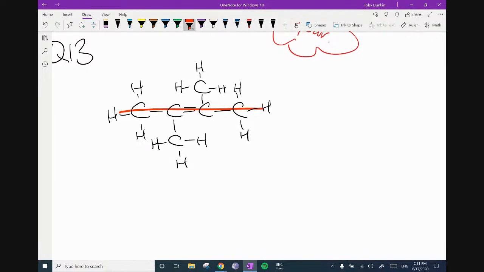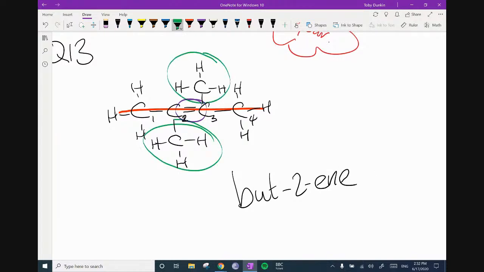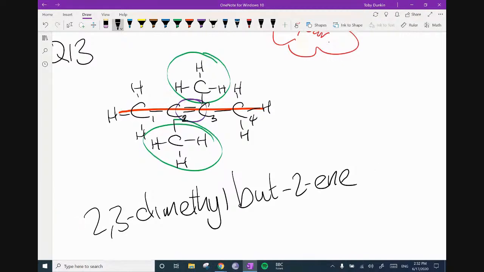This is longest chain. Same process. It never ends. It's based on a but-. Next, is it an ane or an ene? It's got a double bond, and it's on carbon number 2. So this is a but-2-ene. Then you say, what attachments are there? There are 2 methyl attachments. This is a dimethyl. This is a dimethylbutene. Now we need to number it on carbon 2 and carbon 3, and we're done.